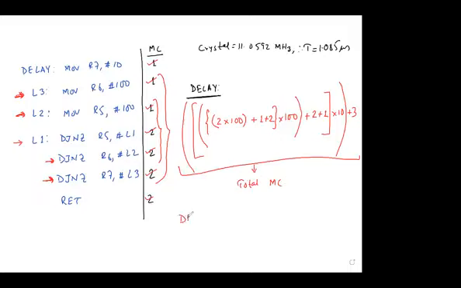So your delay will be simply equal to the total machine cycle multiplied by 1.085 microsecond. Whatever you get will be your answer. Is it okay? Did you understand the calculation?